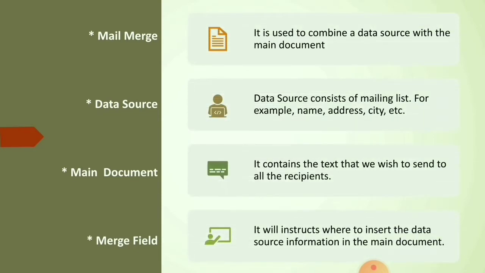First, we will know about mail merge, data source, main document and merge field. Mail merge means it will combine the data source with the main document. What we are going to do in the mail merge is send mails or letters to more than one recipient.